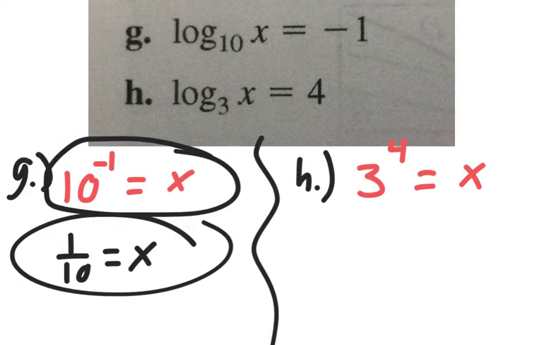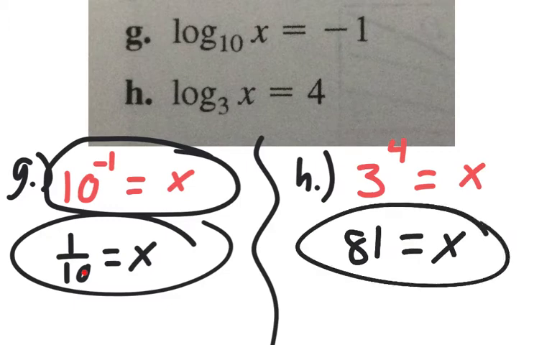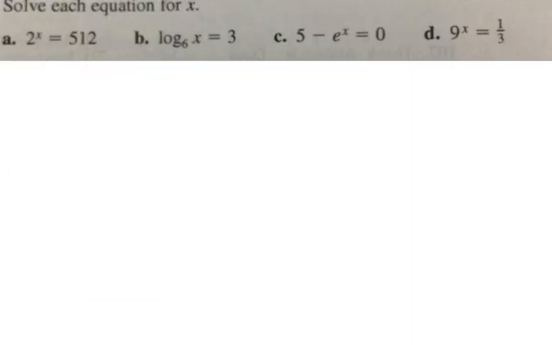Now this one I would definitely simplify. G was kind of, I'm okay if you leave it like that, or if you want to simplify it. 3 to the 4th is very easy to simplify, and it's going to give us a whole number. So I would definitely simplify that. So what is 3 to the 4th? 81. For sure.